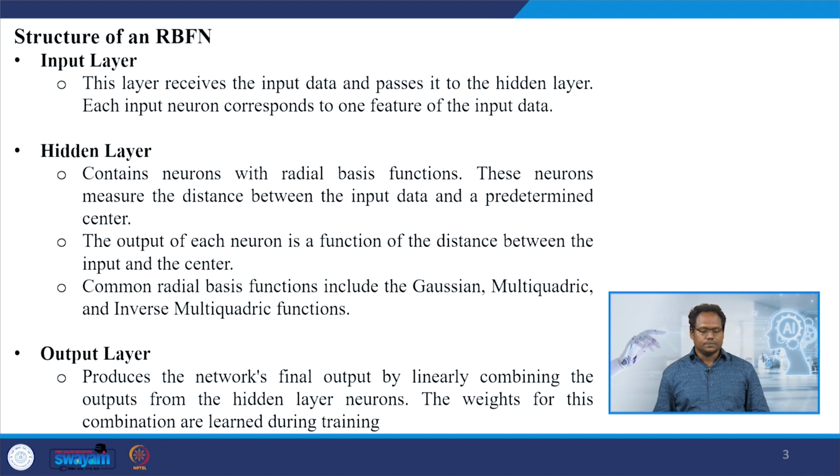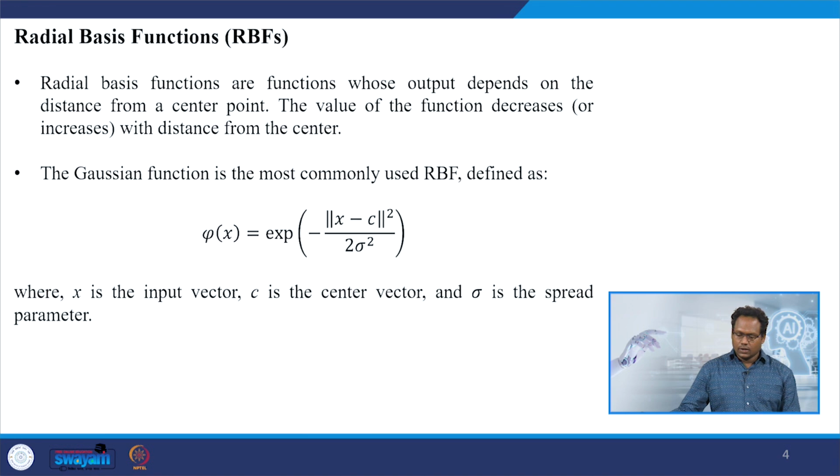Now, coming to the structure, as I mentioned, it has the input layer, hidden layer and the output layer. The Gaussian function is the most commonly used radial basis function, which is defined as phi of x equal to exponential of minus norm of x minus c whole square divided by 2 sigma square, where x is the given input vector, c is the center vector associated with each of the hidden neurons, and sigma is the spread of the Gaussian function.